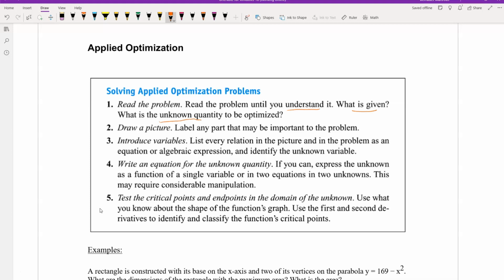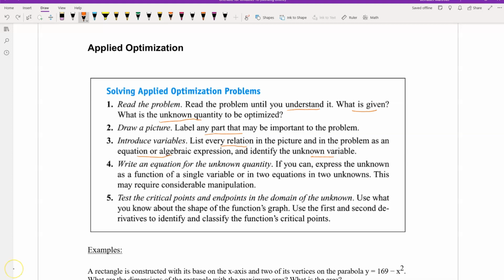Step 2, draw a picture. So label any part that may be important to the problem. Step 3, introduce variables, and that means we have to list every relation in the picture and in the problem as an equation or algebraic expression, and identify the unknown variable.